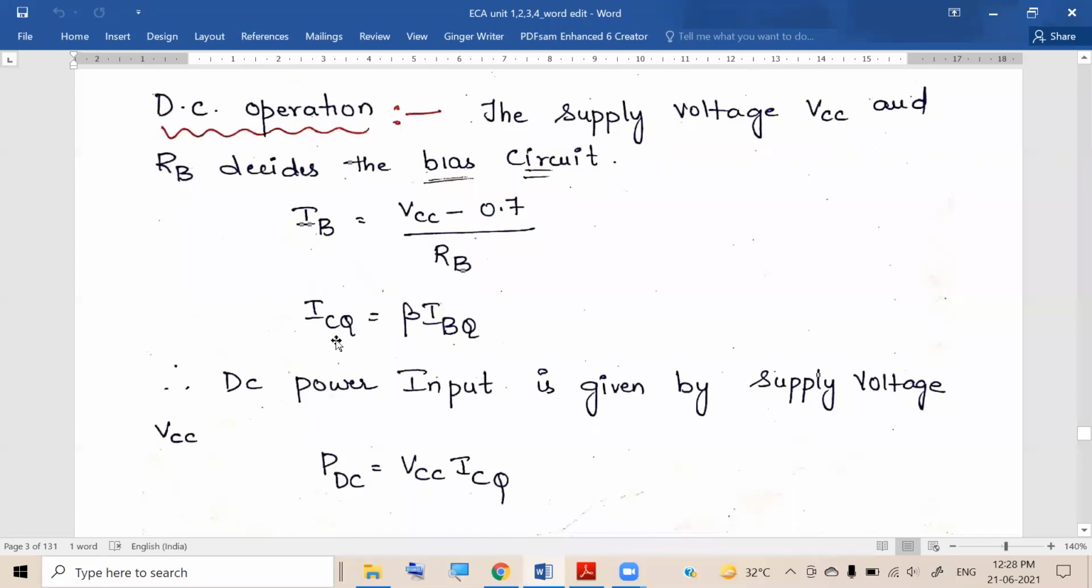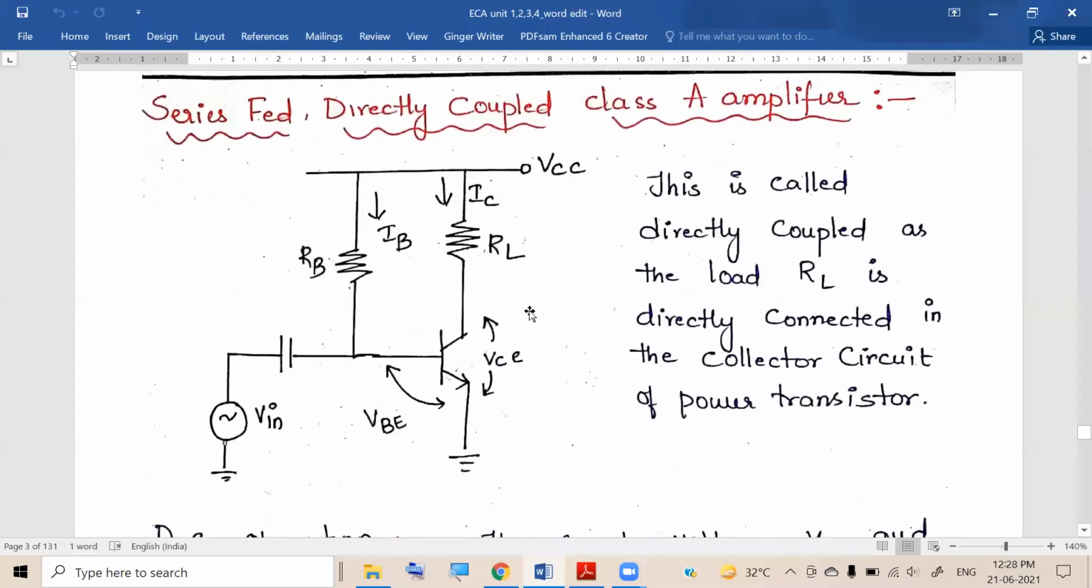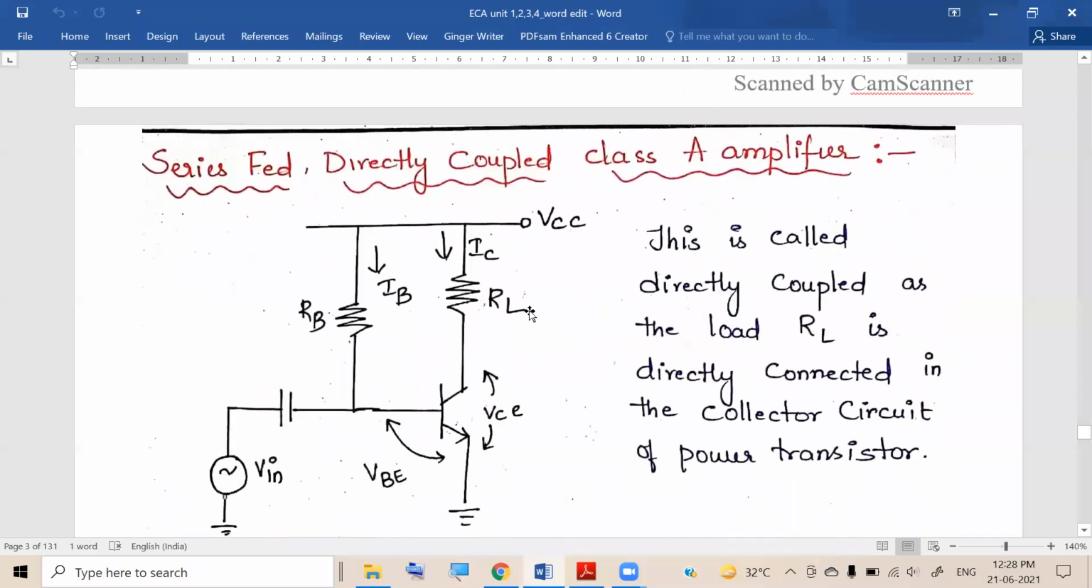Next, what is power? Anybody? In terms of voltage and current, what is power? Voltage into current. Very good. So here from this circuit, what will be the DC power? Just see this circuit, think and tell me what will be the DC power. The DC power that we are supplying to the circuit. What will that be? DC voltage into DC current, isn't it? Power is voltage into current. So DC power will be DC voltage into DC current.